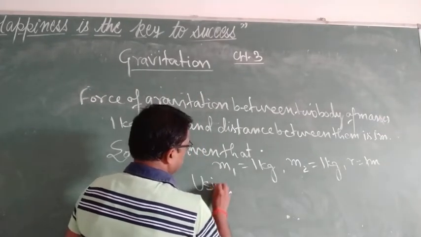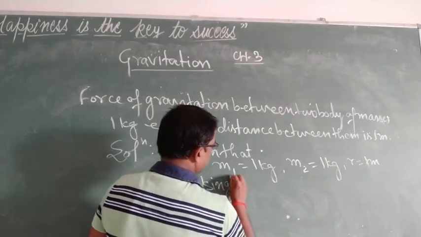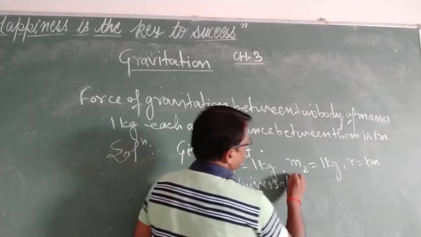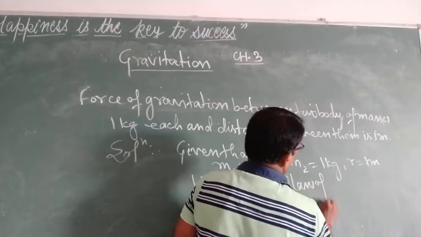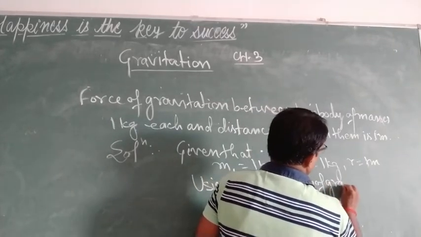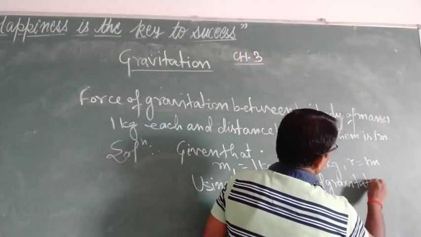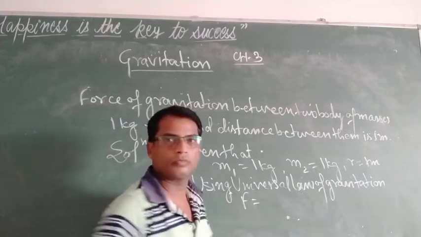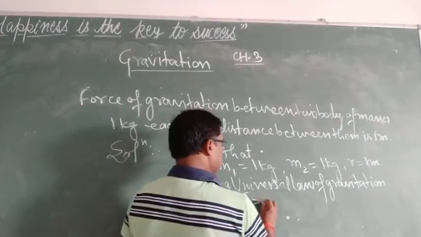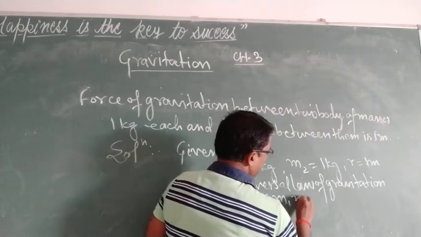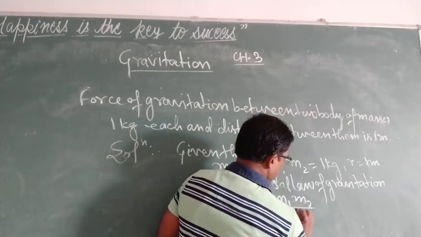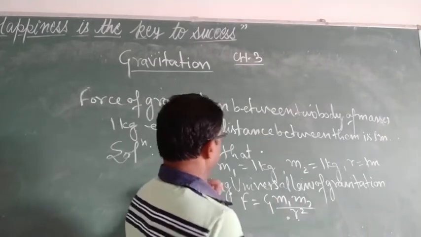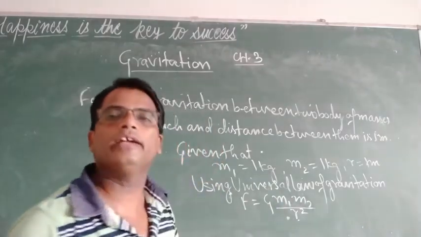Using the universal law of gravitation, F is equal to capital G m1 m2 by r square. One more line I will write here.